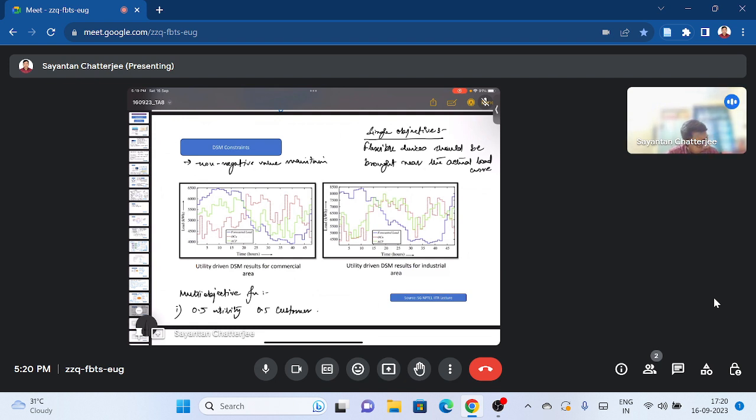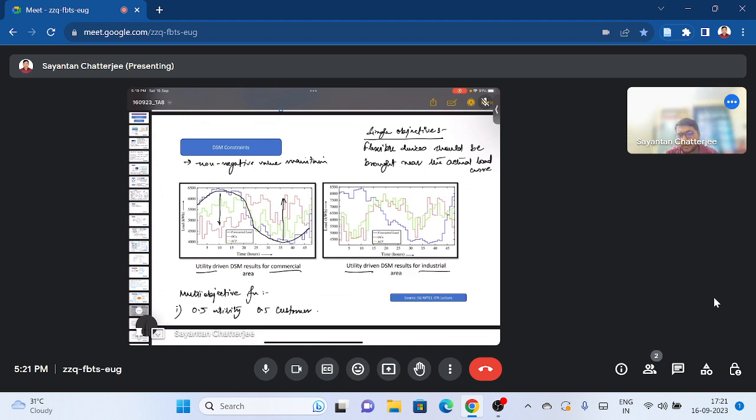So here we can see that this is the forecasted load curve. What should be done? This is the utility driven case. This is for the commercial area, this is for the industrial area. What needs to be done is that this peak should be scaled down and this valley should be filled up. So that should be the objective.